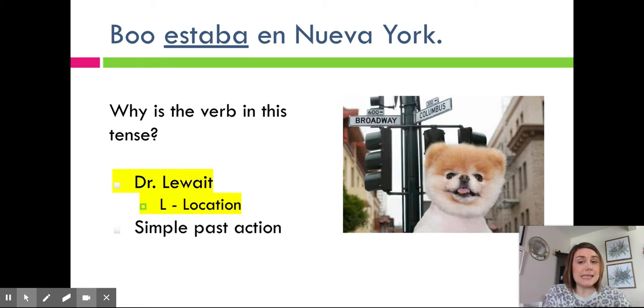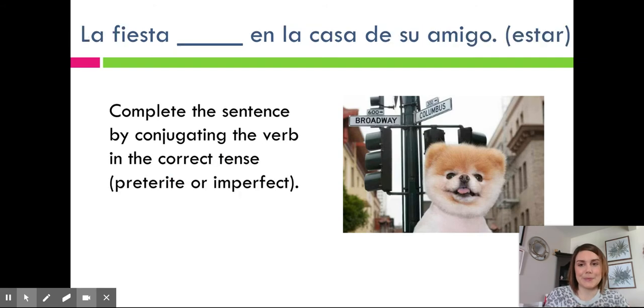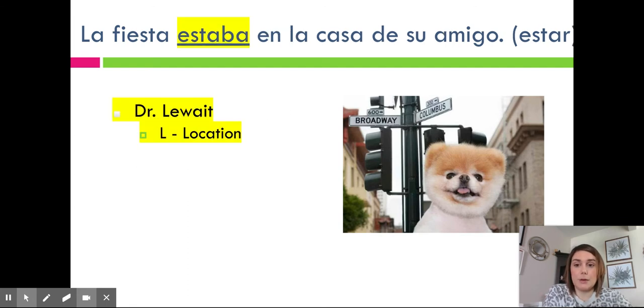Good. This is in the imperfect because it's a reason of Dr. LeWaitt. Hopefully you're catching on here that if it's Dr. LeWaitt, we use imperfect. Simple past action is the preterite. So the party was in New York. Whenever we describe a location in the past, we're going to use the imperfect. Or Boo, I'm sorry, Boo was in New York. All right, try it on your own. La fiesta blank en la casa de su amigo, using the verb estar. Choose preterite or imperfect and then conjugate. Muy bien. Again, we're using the imperfect here because it's Dr. LeWaitt, L for location, estaba.